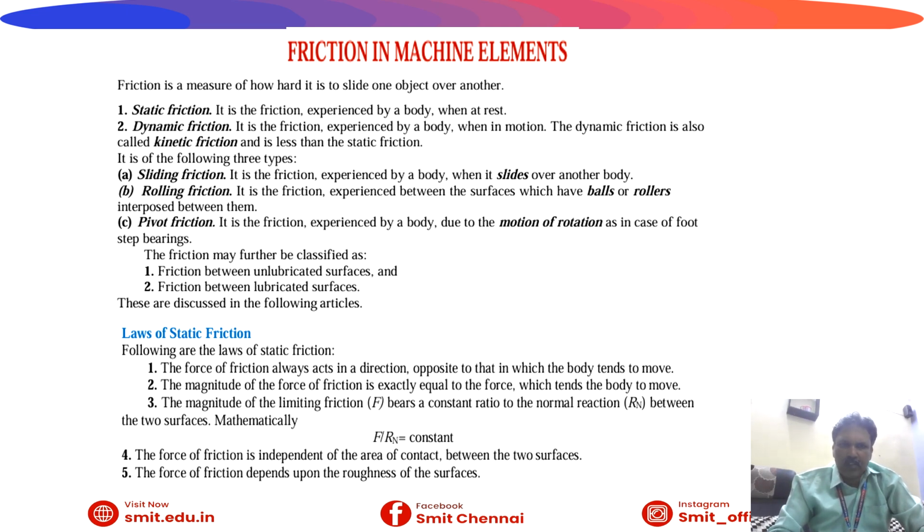It is of the following three types. Sliding friction is the friction experienced by a body when it slides over another body. Rolling friction is the friction experienced between surfaces which have balls or rollers imposed between them, that is, bearings. Most examples we will have are of that. Pivot friction is the friction experienced by a body due to the motion of rotation, as in the case of footstep bearings.